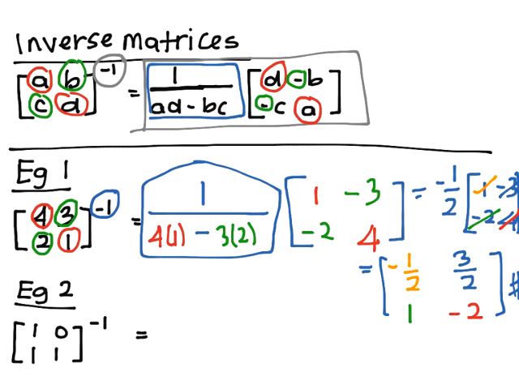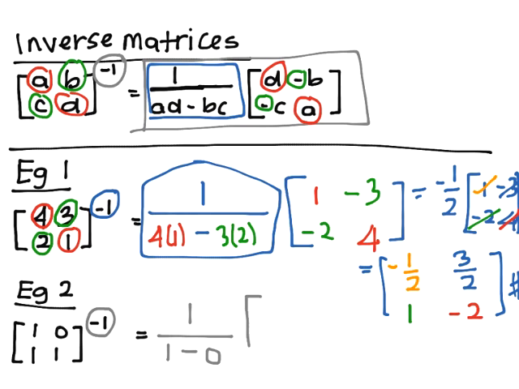Now, the same thing goes with example 2. For example 2, we can see that we have the exponent of negative 1, so we know that we are doing the inverse matrix. So the same thing, we will have 1 over A multiply D, which is 1 multiply 1, we will have 1. Always go with minus. And then B multiply C, which is 0 multiply 1, so we will have 0. Any value multiply 0 will also come up with 0.